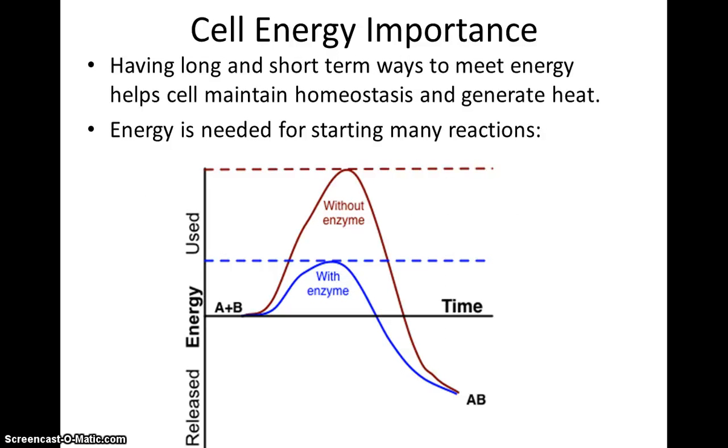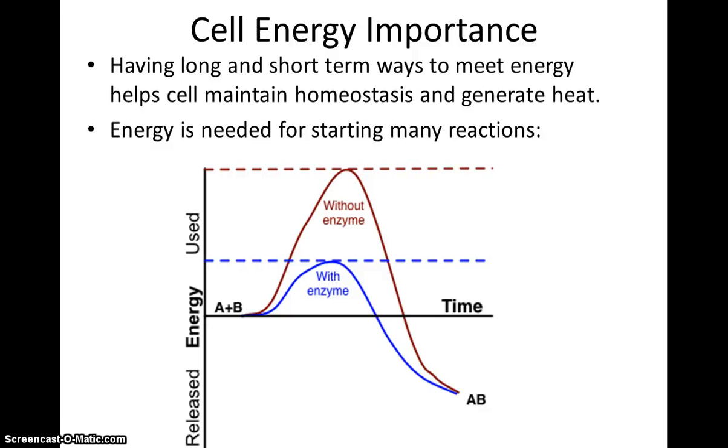Just to root this in a little bit of importance, I've already said this is kind of keeping you alive, but we have to have these different energy strategies, both long and short term, not only to stay alive, but so that our bodies and cells can maintain homeostasis. Remember that homeostasis was that idea of keeping a stable internal environment, which is why when you take your temperature, you're looking for 98.6. That's a stable internal temperature. The processes that ATP is used for also help us generate heat and keep us warm.